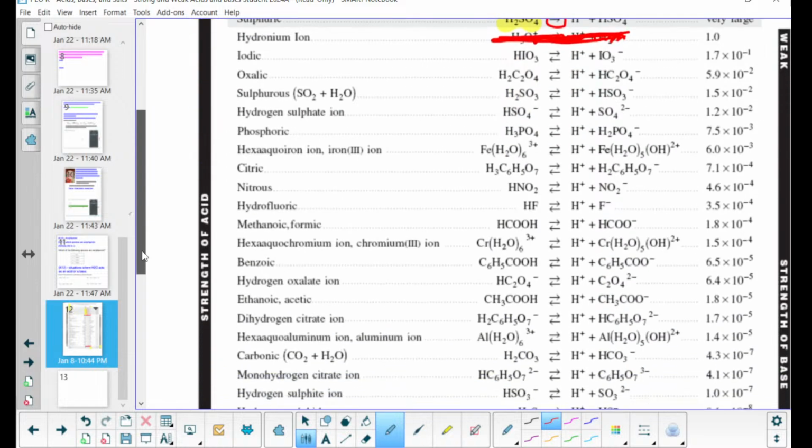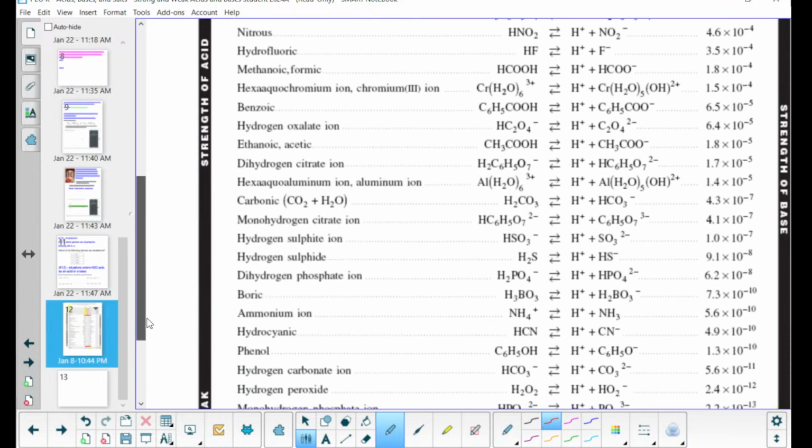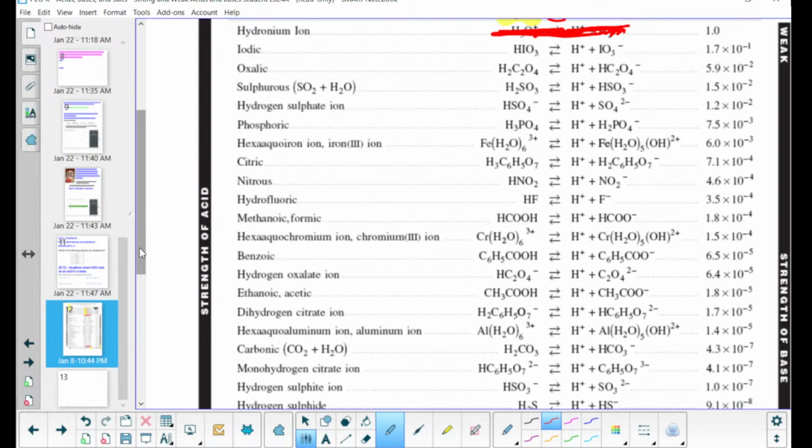We just consider our table of all the weak acids and bases. What is the strongest weak acid? The strongest weak acid. HIO3. 1.7 times 10 to the minus 1. It's actually got a fair amount on the reactant side, so quite a lot of it ends up here.